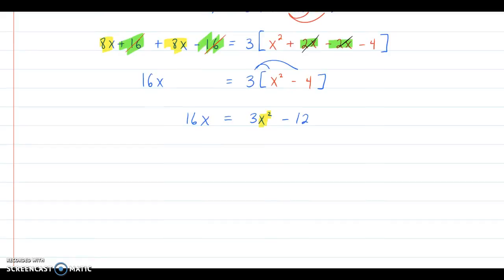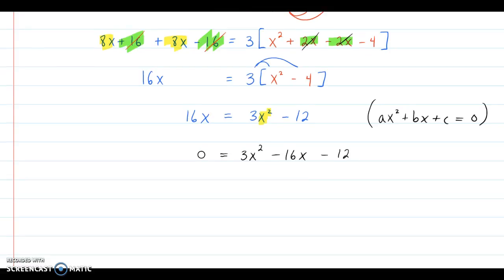What we want to do is make it look something like this. Remember that to solve some quadratic equations, we want to rewrite it in terms of that, or make it look like that. What I notice here is that it doesn't equal 0. So I'm going to move this 16x over, which leaves me with 0 here. Then I'm going to have 3x squared. I'm not going to move that over. The 16x, when I move it over, becomes a minus 16x. And then I'm going to have this minus 12.